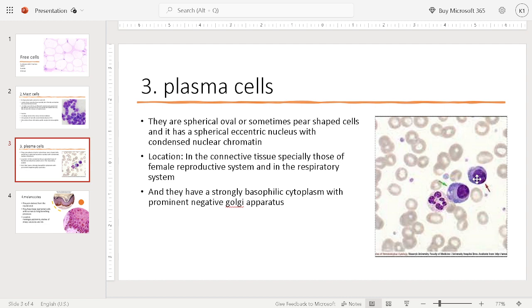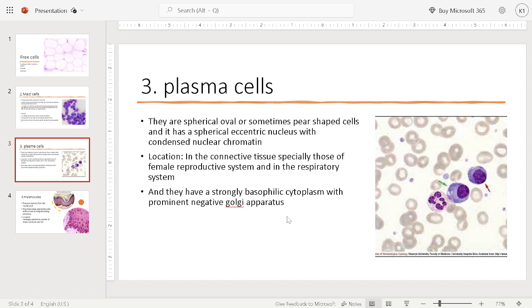So this is plasma. The location of plasma? They are in the connective tissue, especially those of the female reproductive system, and in the respiratory system. So in the respiratory system we can find plasma cells. I will explain about the types of tumors that we may get in pathology. They have strongly basophilic cytoplasm. We know that the cytoplasm is basophilic, as you see here, and with a prominent negative Golgi apparatus.